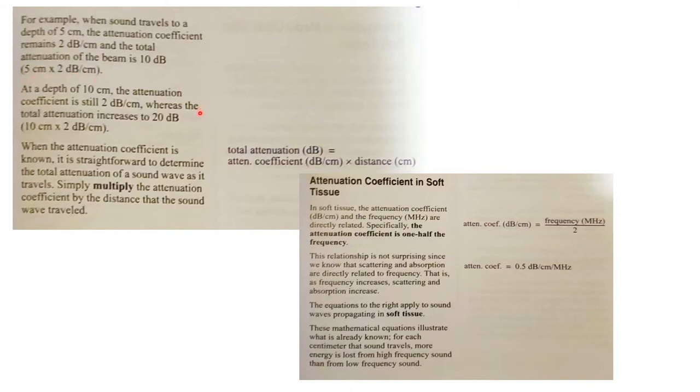At a depth of 10 centimeters, the attenuation coefficient is still 2 dB per centimeter, whereas the total attenuation now increases to 20 dB. And by the way, we can also do calculations because we know how to work with dBs. When the attenuation coefficient is known, it is straightforward to determine the total attenuation of a sound wave as it travels. Simply multiply the attenuation coefficient by the distance the sound wave travels. Total attenuation in dB is the attenuation coefficient in dB per centimeter times the distance in centimeters.